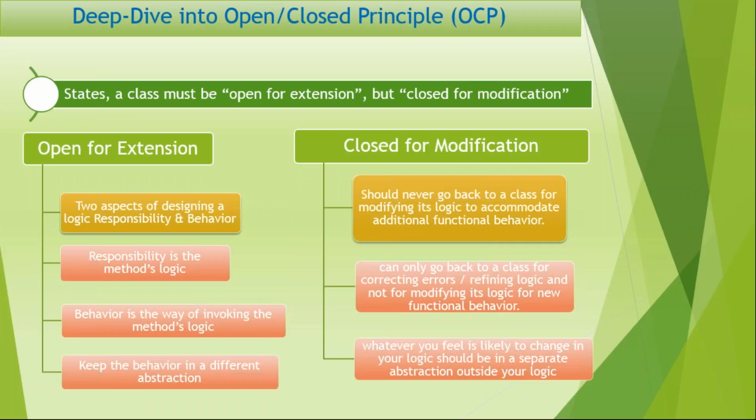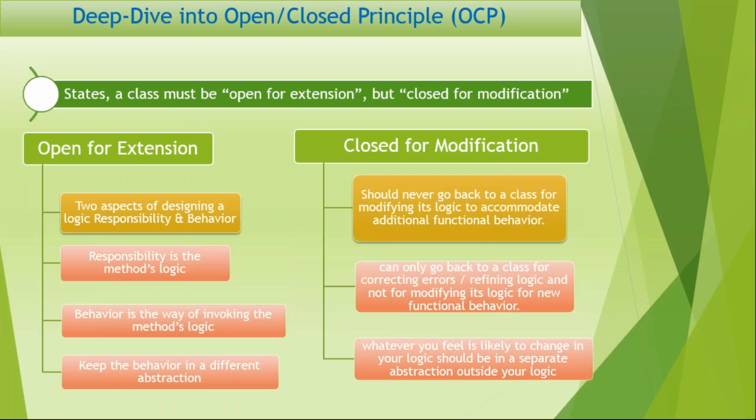In the open closed principle, two important aspects are responsibility and behavior. At the start of this session, I explained what a responsibility is and what a behavior is. Responsibility is the method's logic, and behavior is the way of invoking your method that contains the logic. We took that search functionality: search by product name, search by product brand, search by product weight, etc.